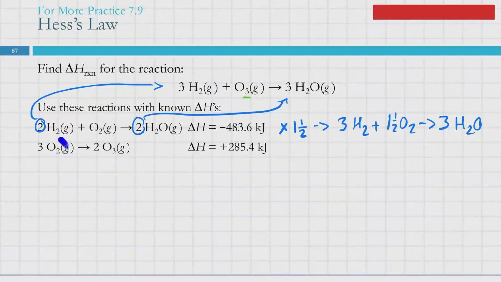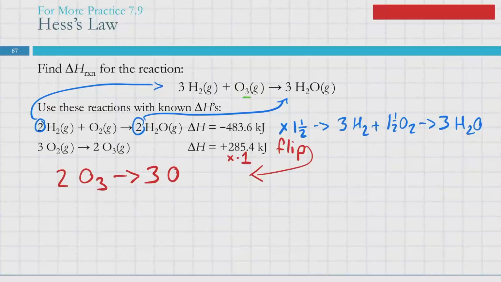And then our second reaction, we've got O2 going to O3. We need O3 on the left side, and it's currently on the right side, and so we're going to have to flip our second reaction. So that's multiplying our delta H by a -1. And then we'll have 2O3 going to 3O2.